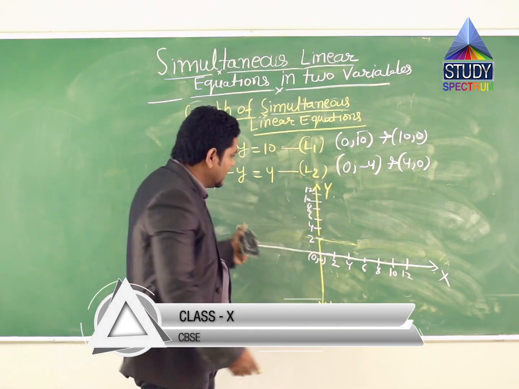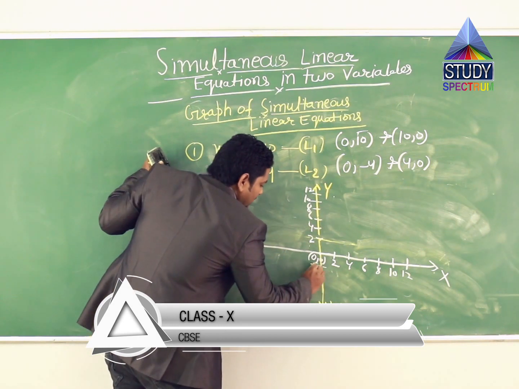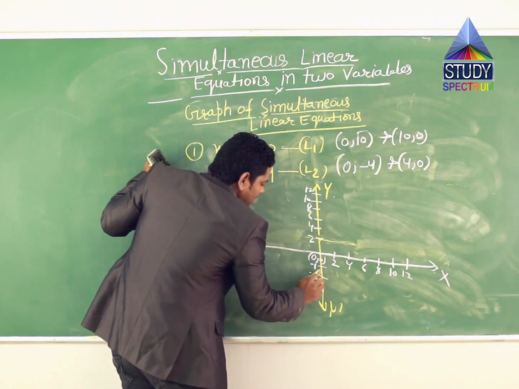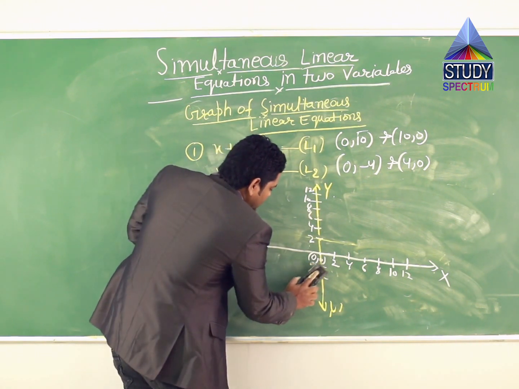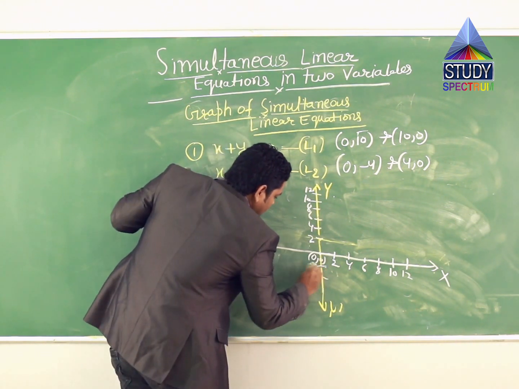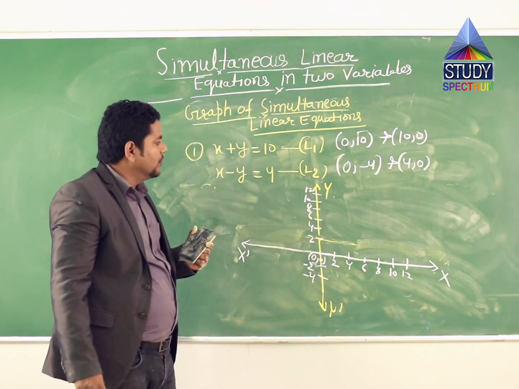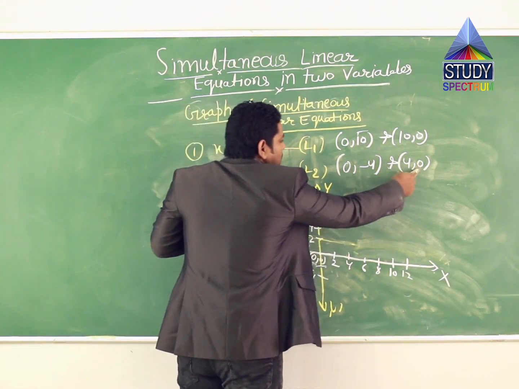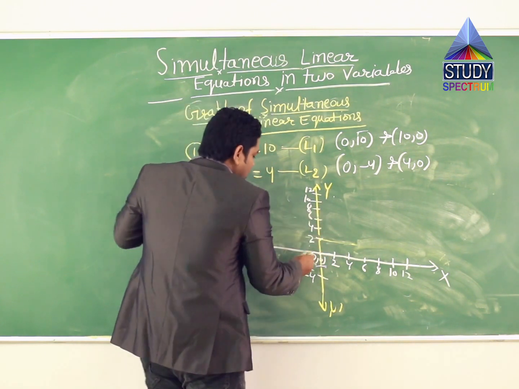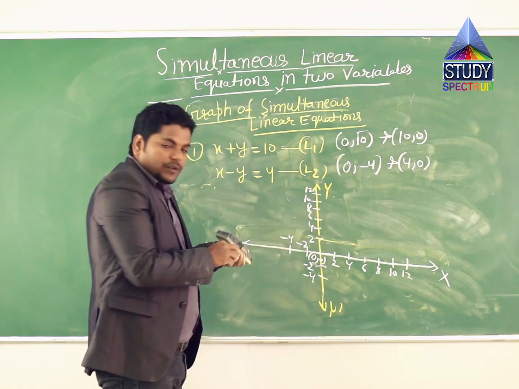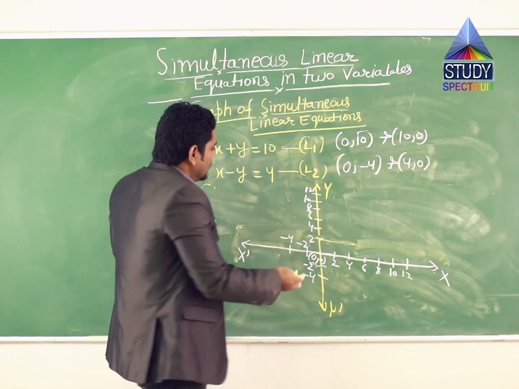Now for the second line we have minus 4. So in y we have minus 2, minus 4, and we have 4, 0. In y we have 4, so there is no need. Minus 2, minus 4. Now we come to draw the straight line.